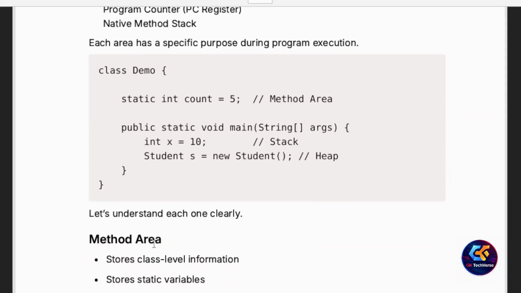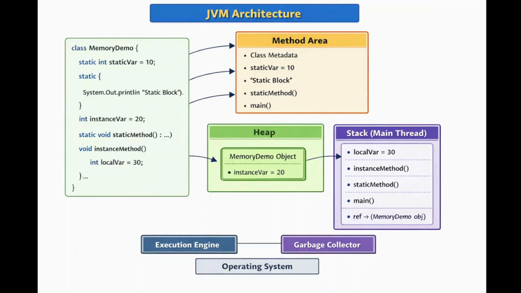So what is method area? It stores class-level information, static variables, and method bytecode shared among all threads. So this method area will be available for all threads. The heap memory stores objects, and this is also shared among all threads, and it is managed by the garbage collector. The object, like here Student, is stored in heap memory. Heap is the largest memory area.